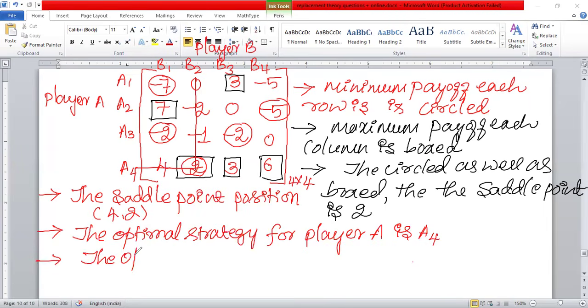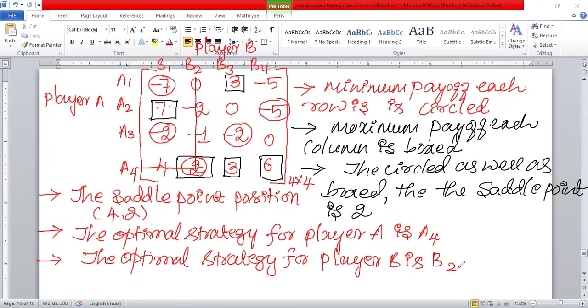Now, the optimal strategy for player B is B2. Finally, value of game. Look at that circle as well as box. We got 2. So plus 2 to A and minus 2 to B.